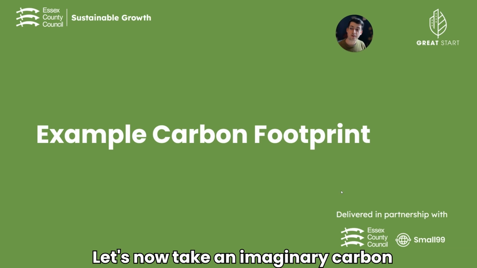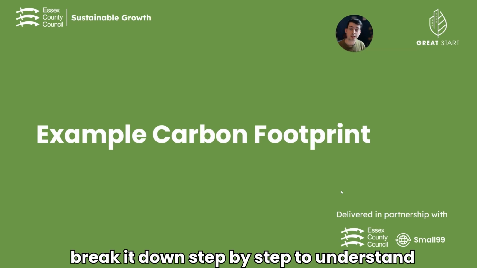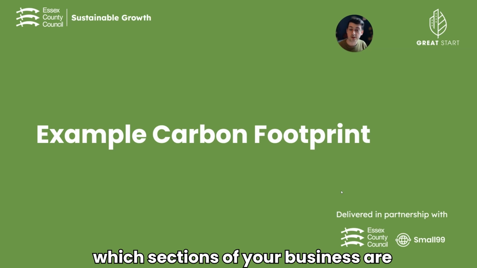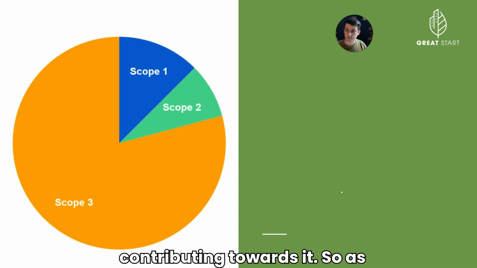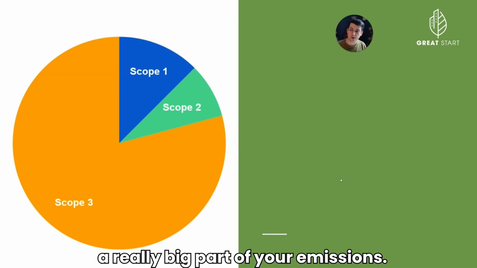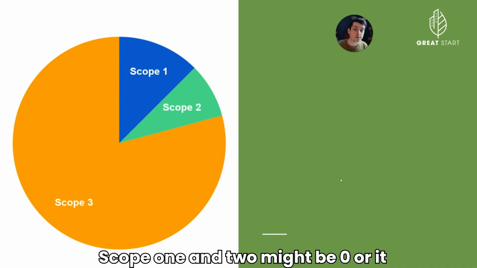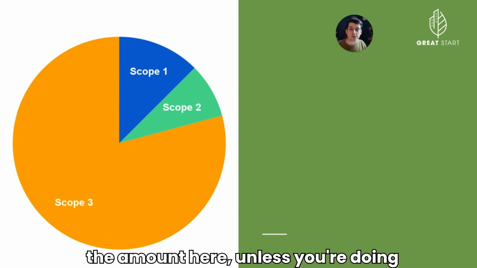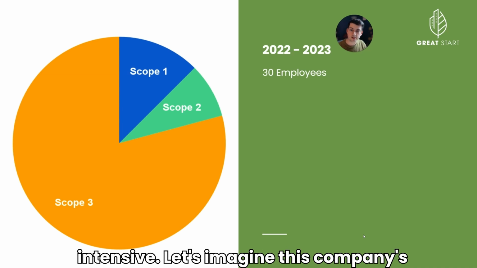Let's now take an imaginary carbon footprint and just walk through it and break it down step by step to understand where these emissions are coming from and which sections of your business are contributing towards it. So, as mentioned earlier, Scope 3 is going to be a really big part of your emissions. Scope 1 and 2 might be zero, or it might be quite limited in terms of the amount here, unless you're doing certain activities that are very intensive.